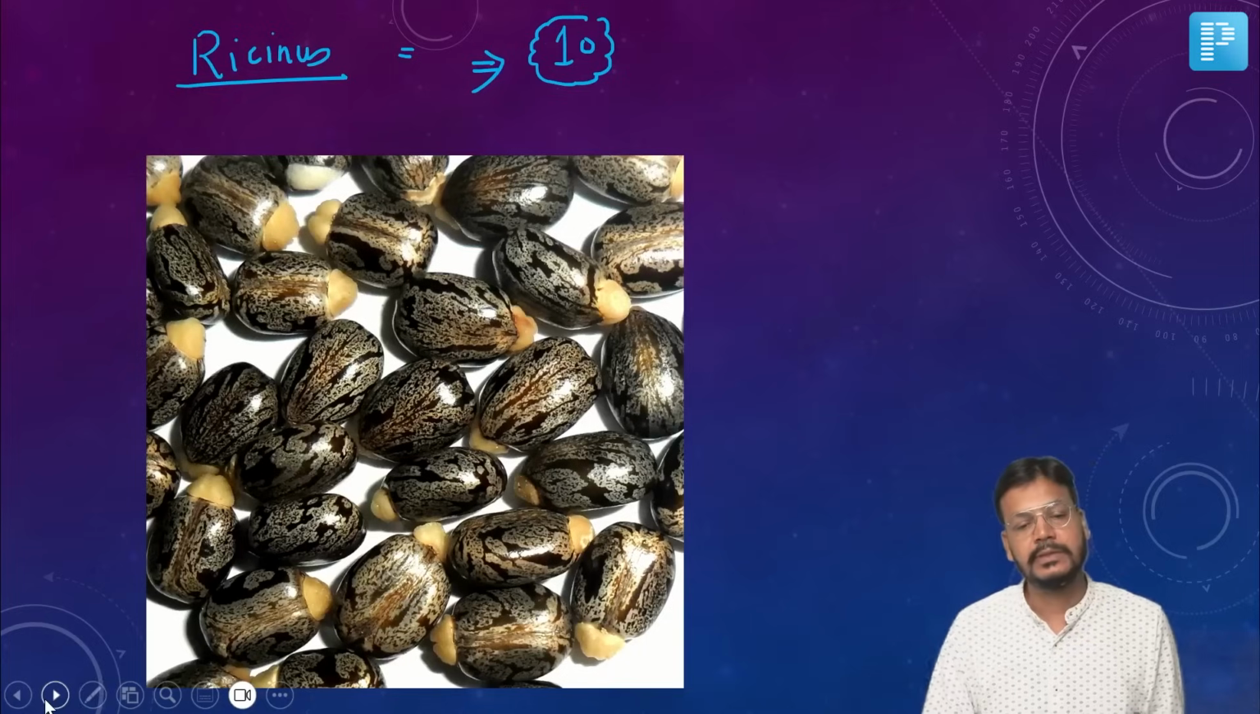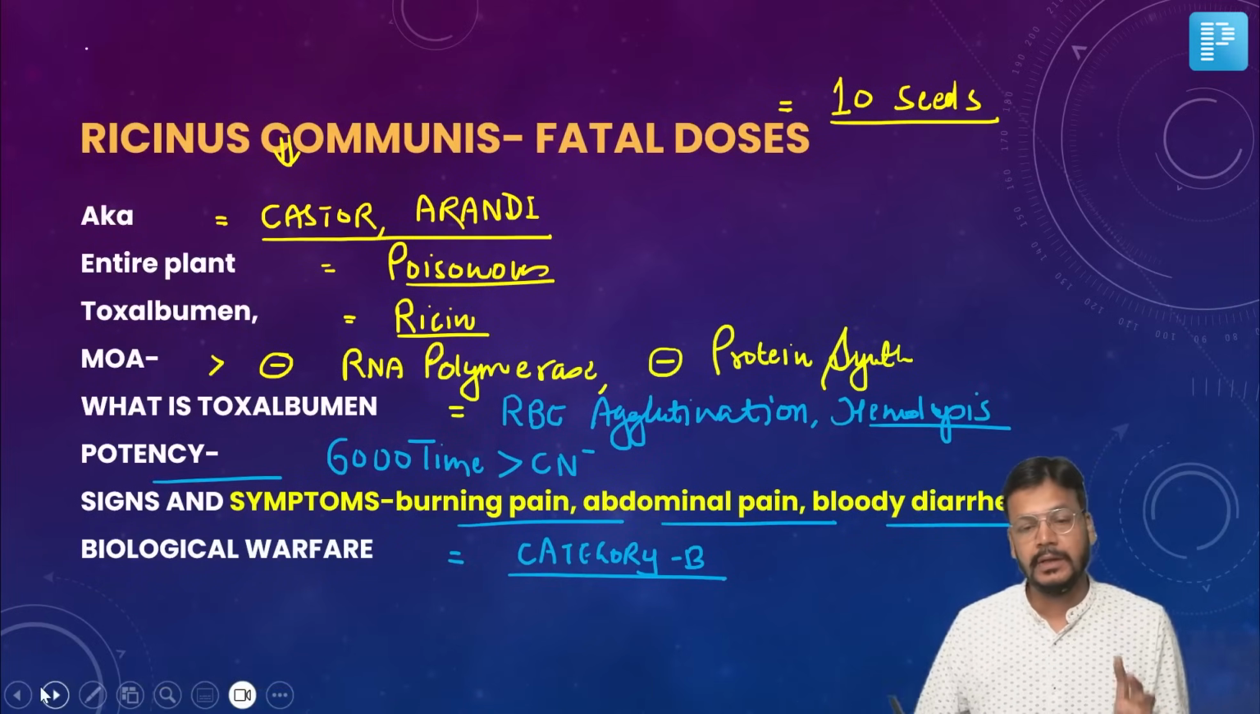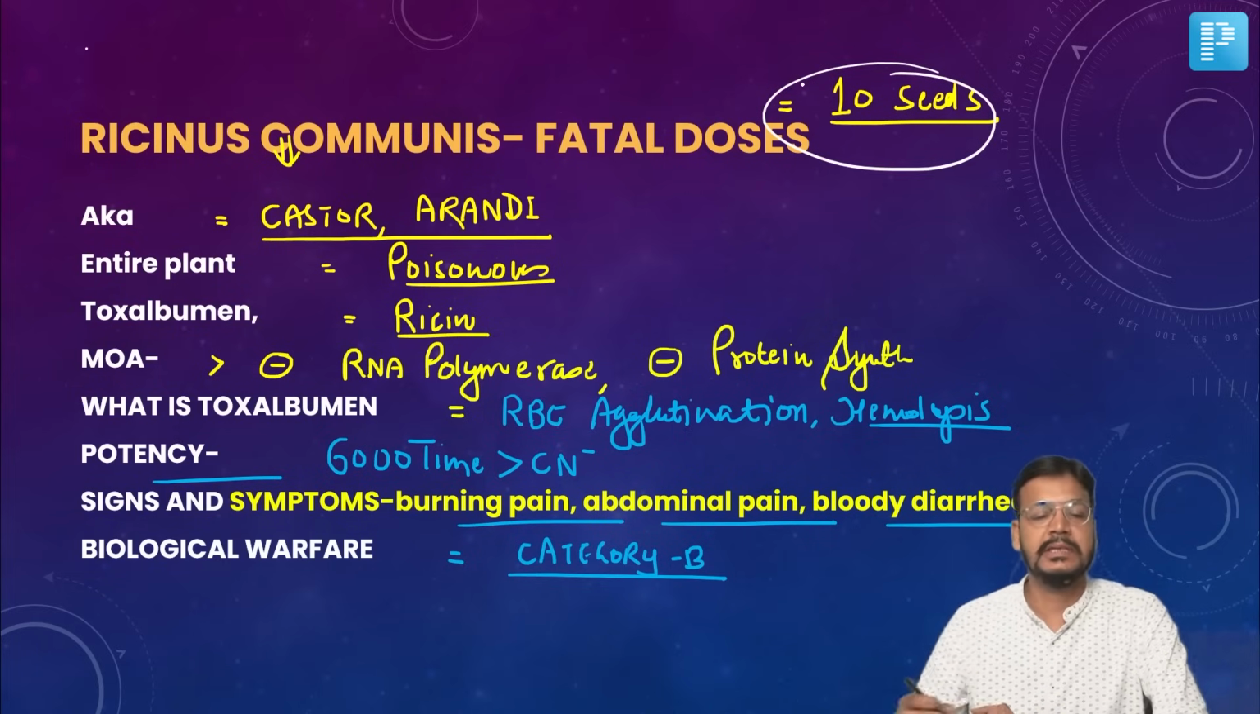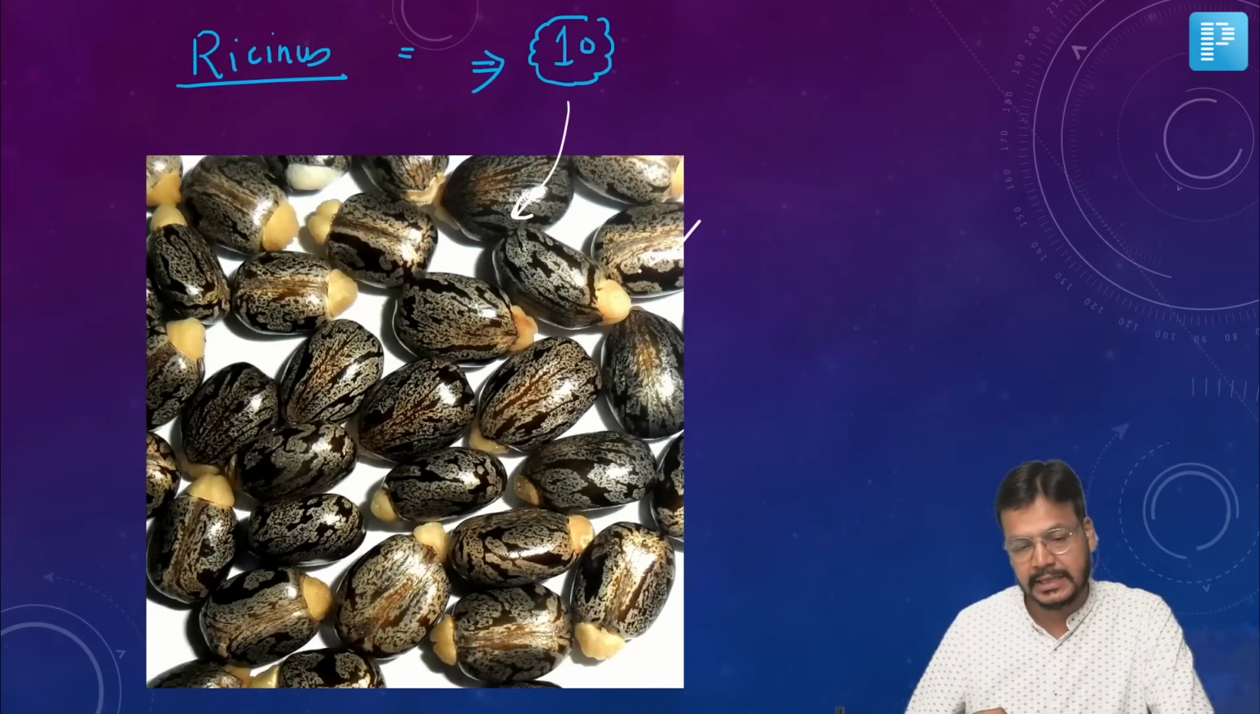It causes clonus, tonus. That is very, very important. Strychnine, 1 seed. This is ricinus. 10 seeds are the fatal dose, my dear friend. This is ricinus. It is also known as castor plant and arundi. You can see the small shiny seeds.